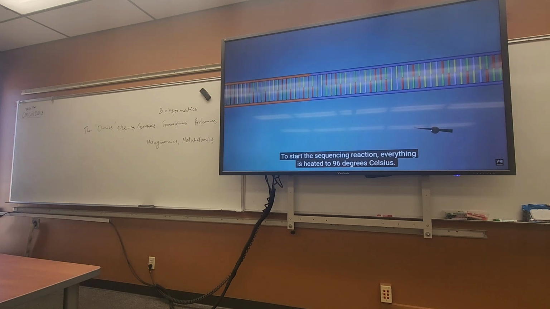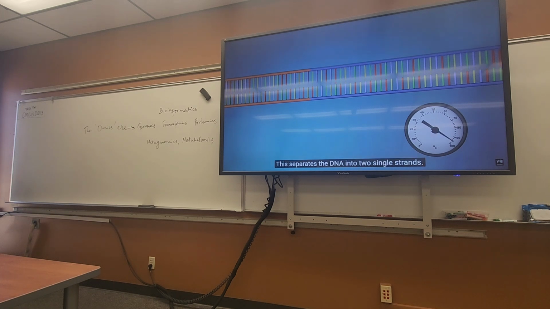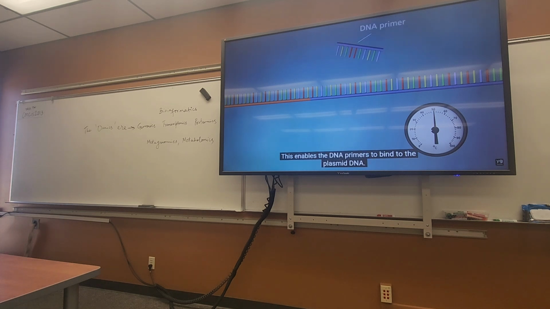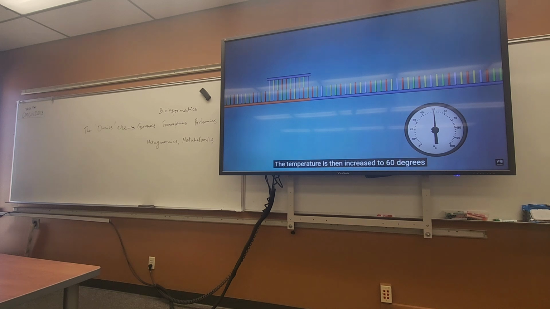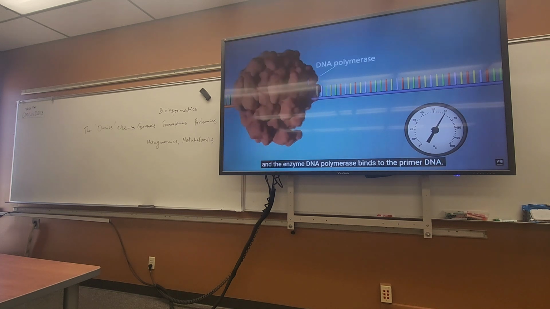To start the sequencing reaction, everything is heated to 96 degrees Celsius. This separates the DNA into two single strands. The temperature is then lowered to 50 degrees. This enables the DNA primers to bind to the plasmid DNA. The temperature is then increased to 60 degrees and the enzyme DNA polymerase binds to the primer DNA.